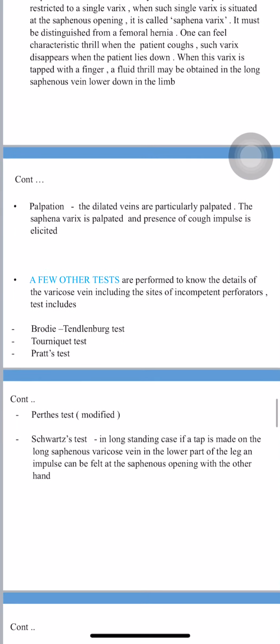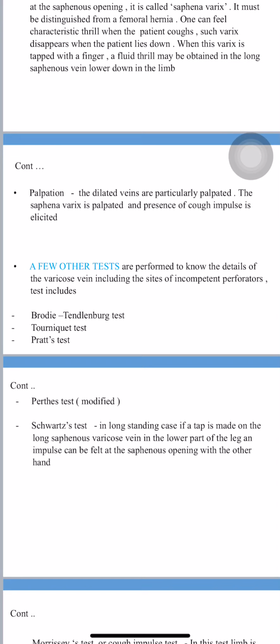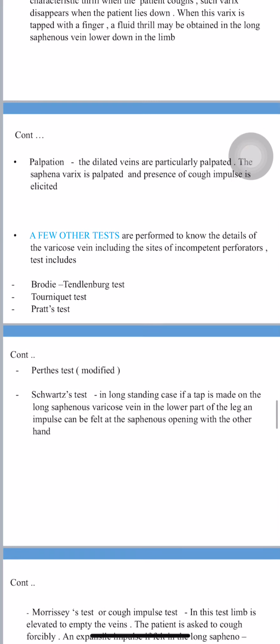Perthes test. Next is Short's test. Short's test can be done in a long-standing case. If a tap is made on the long saphenous varicose vein in the lower part of the leg, an impulse can be felt in the saphenous venous opening with the other hand. So that is the Short's test.